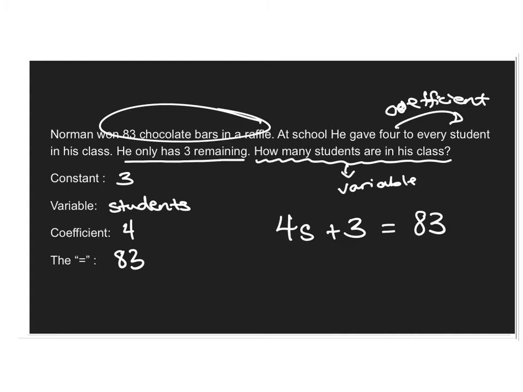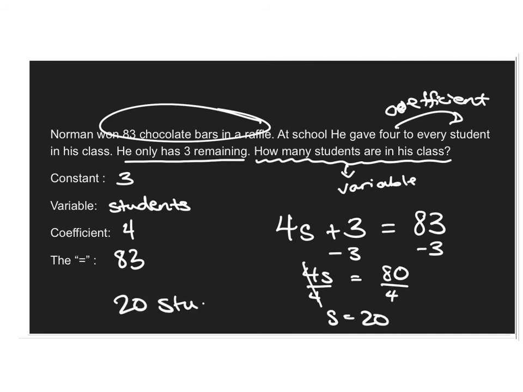And once we have it to this step, we can solve. It's a 2-step equation. So we subtract 3, we subtract 3. Oops, I'm going to subtract 3, I better subtract it. All right, and then we divide by 4, divide by 4. So S is equal to 20. So there are 20 students.